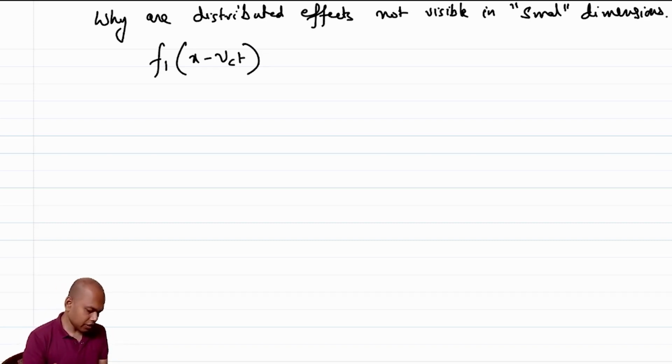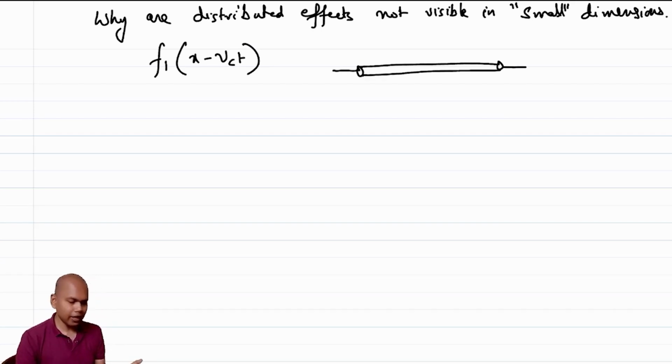So the question is, why are we not seeing the distributed effects in these small dimensions? The intuition behind that is, let's assume we have a transmission line which is sending out a wavefront having a certain wavelength, right? If you have a signal which has a very long wavelength, and when I say long, I mean long with respect to the length of the line, right? So let's say the length of the line is L, and a signal which has a very long wavelength.